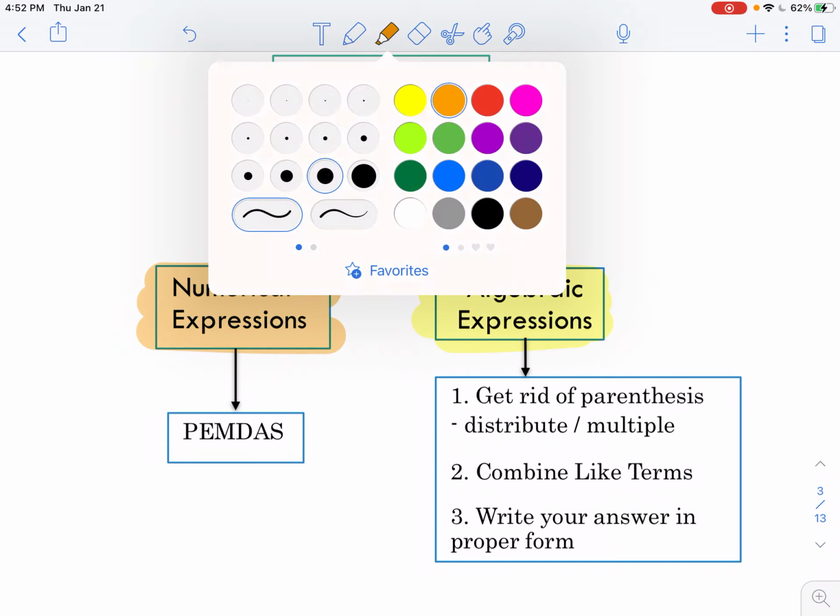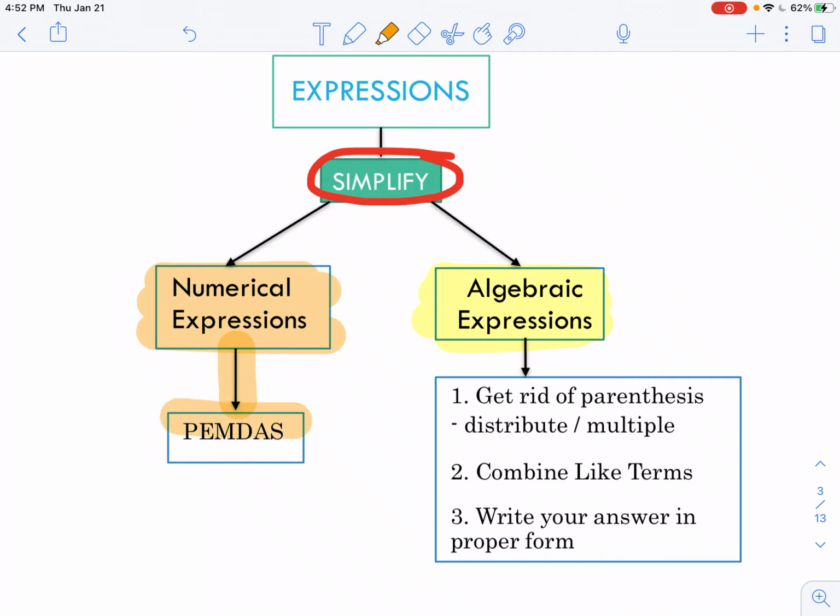Remember that when we're dealing with numerical expressions, we use our good old-fashioned order of operations. However, when we're dealing with algebraic expressions, we've got a few steps. Anytime we're dealing with an algebraic expression and we're asked to simplify, we need to first get rid of any parentheses by distributing or multiplying. Ooh, that says multiple. It should say multiply. I apologize. Let me fix that really quick. The second thing that we should be doing is combining like terms. And finally, making sure to write your answer in proper form.